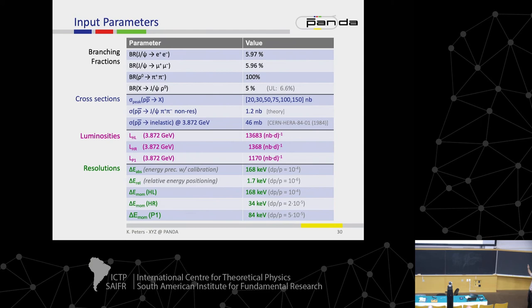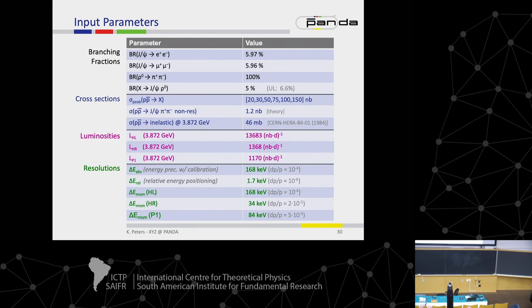So you have the typical branching fractions for the J/psi going into the dileptons. You have the branching fractions of the rho and the X3872 to the final states. You also have to put in what cross-section you anticipate for the production of this object. Since it was not seen in p-pbar, because there was no p-pbar experiment so far, it's very hard to say what the production cross-section is, but there are theoretical deductions that it might be in the order of what you see here.